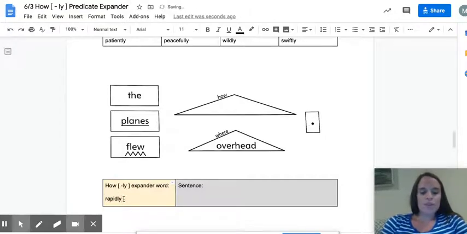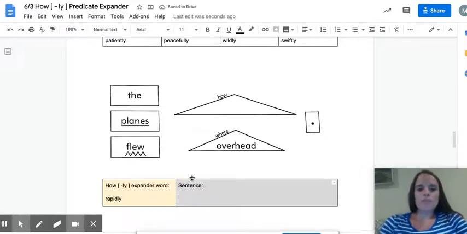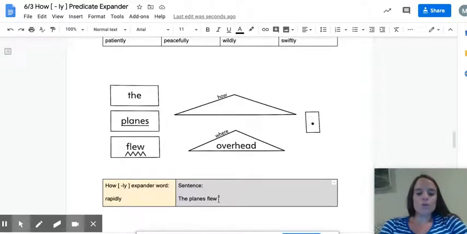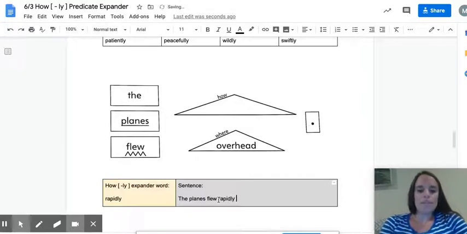Okay, so I'm going to start by writing that over here. Now I'm going to put my sentence together. So the planes flew. Notice I have my action predicate word flew, so I need my how expander right after it or right before it. So the planes flew, I'm going to put it right after, rapidly. And then overhead. And then up here in my stop sign. I could have written it this way.